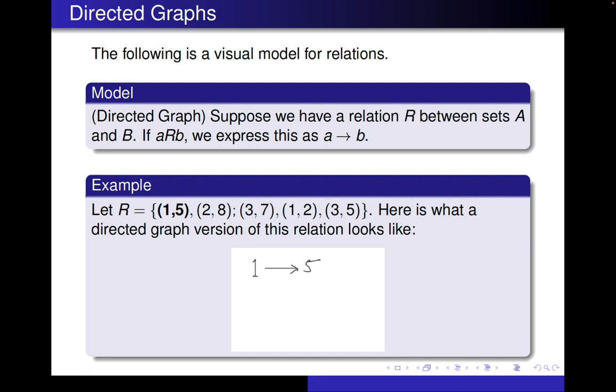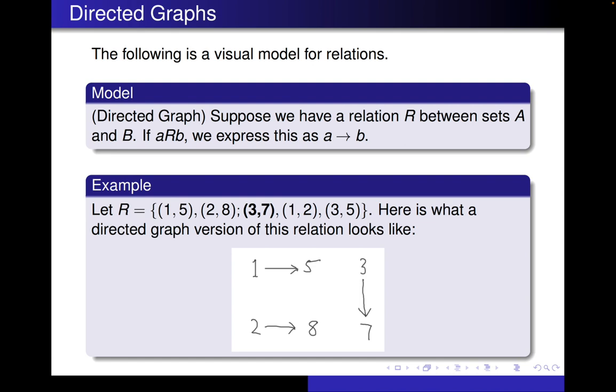The next one is 2, 8. That means 2 is related to 8, and so we write 2 and 8 with an arrow going from 2 to 8. And the next one is 3, 7. Again, we have 3 and 7 with 3 pointing to 7. We don't have to have the arrows going from left to right. As you can see in this one, the arrow is going from the top one to the bottom one.